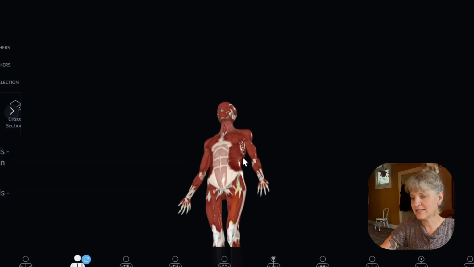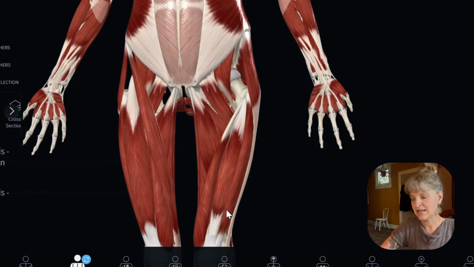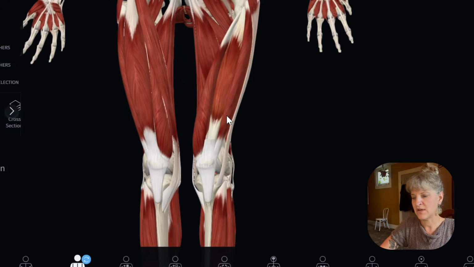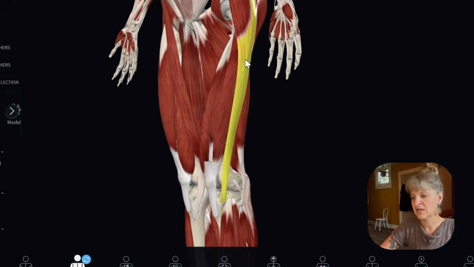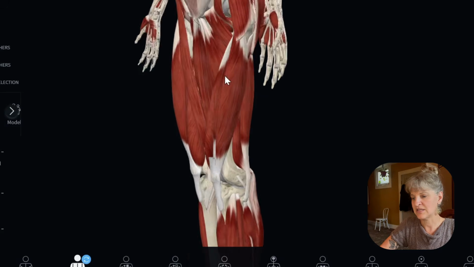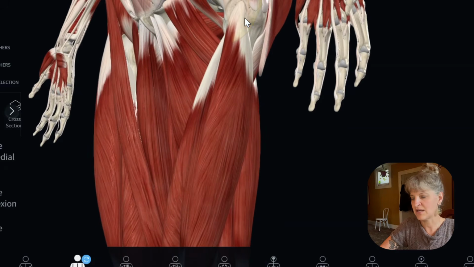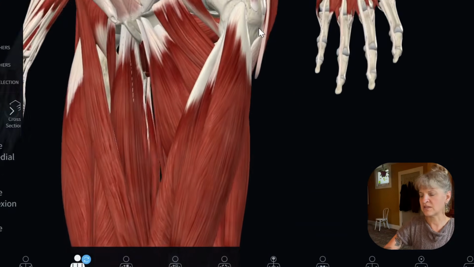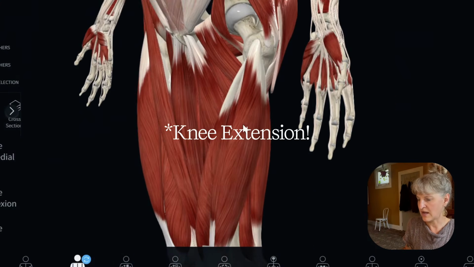Vastus lateralis, all about extending the knee. Its insertion is at that patellar ligament, and its origin is kind of spread out between the gluteal tuberosity, which is over here on the hip. It attaches at the greater trochanter of the femur, and also the lateral lip of the linea aspera. I don't have listed here that it fuses a little bit with the IT band as well. And so yeah, it's all about extending the knee.